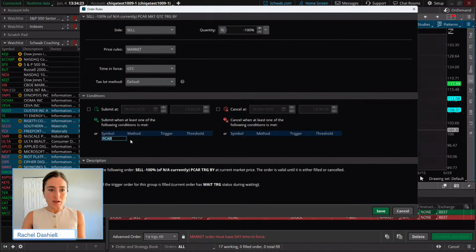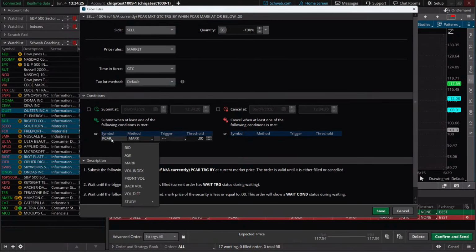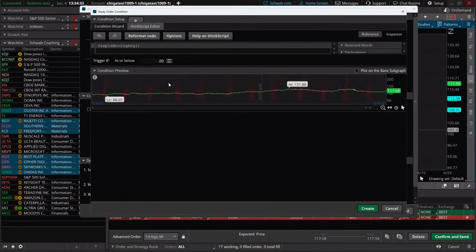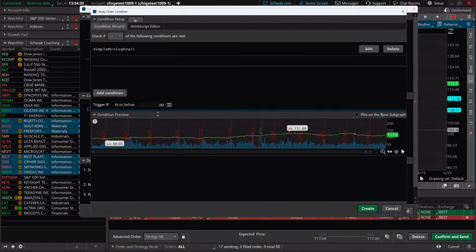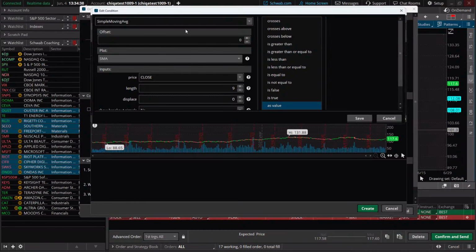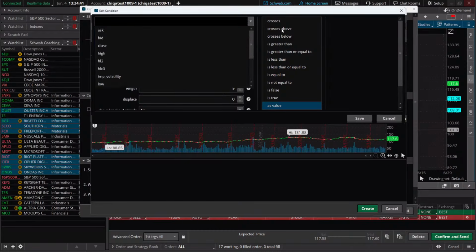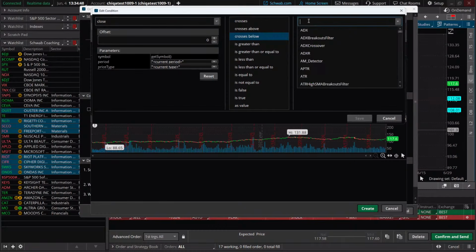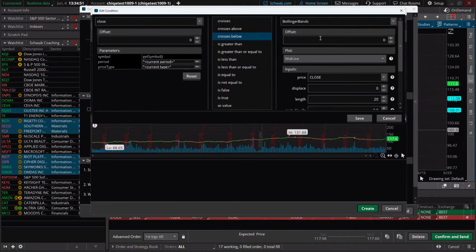And we're going to say when PCAR study Bollinger Bands, we're going to go to edit, ThinkScript editor, or actually the condition wizard. We're going to use our condition wizard. We're going to hit edit, and we are going to say when price, the close, crosses below study Bollinger Bands. And instead of the midline, if you want to be more conservative you could use the midline, but we're going to say when it crosses the lower band.